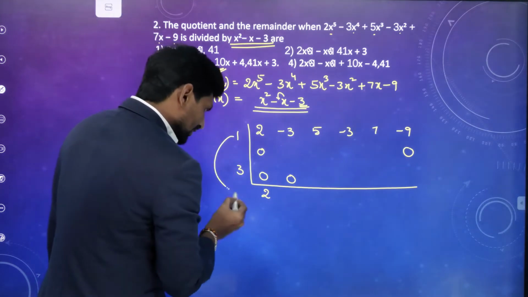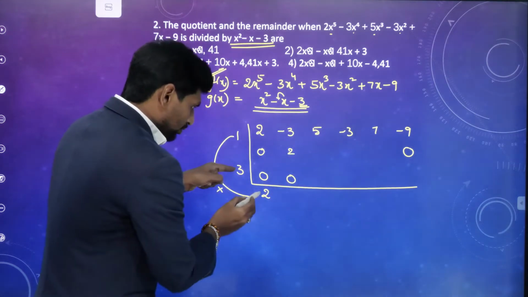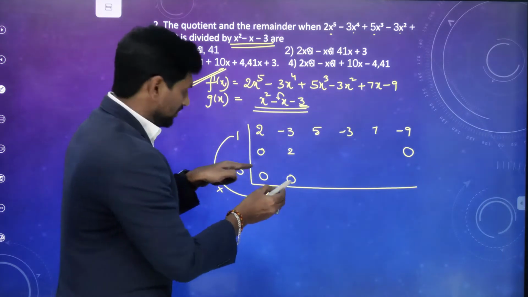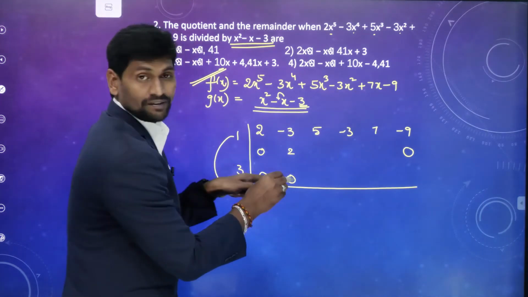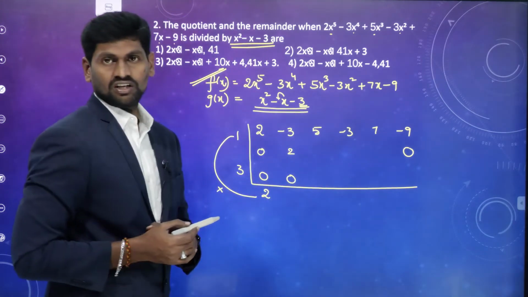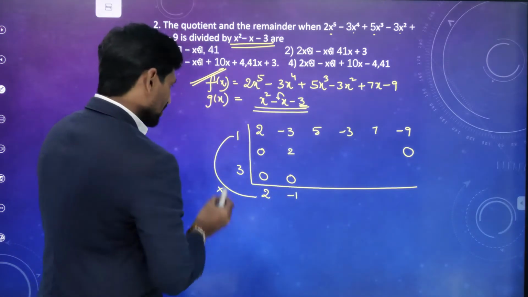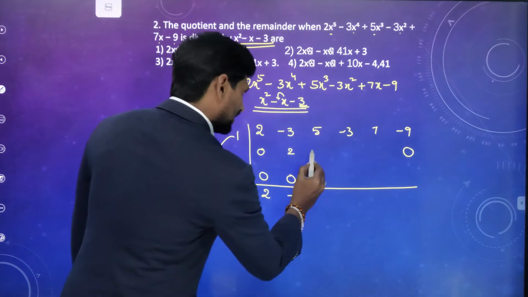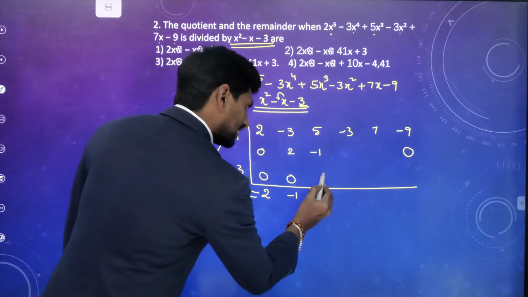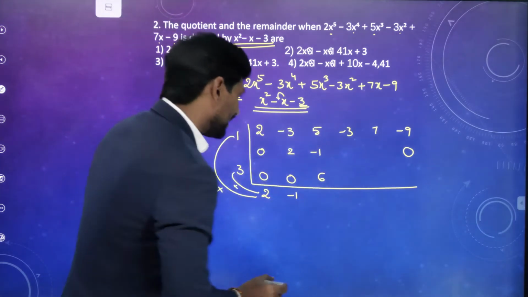Now I am taking the first coefficient. 1 2s are 2, I am writing here. 3 2s are 6, but we should not take the value here because it is already occupied with 0, so we need not multiply here. When you multiply, you have to write from here onwards. Minus 3 plus 2 is minus 1. Now 1 into minus 1 is minus 1. Now 3 into 2, 6, you should write here. Now take the positive terms. 5 plus 6, 11. 11 minus 1 is 10.